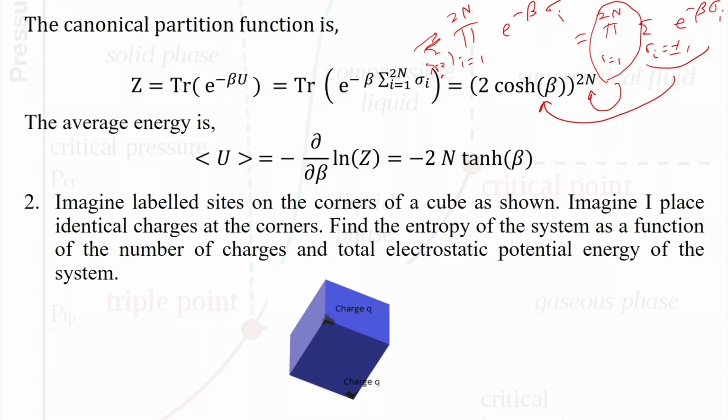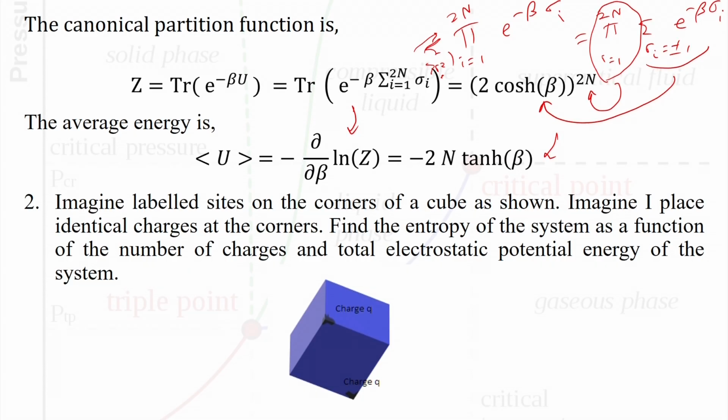Now the average energy is given by the standard relation in canonical formalism as the derivative of log Z with respect to beta with a minus sign, and as a result you get this result. Okay, so you can examine various limiting cases and convince yourself that this makes sense.